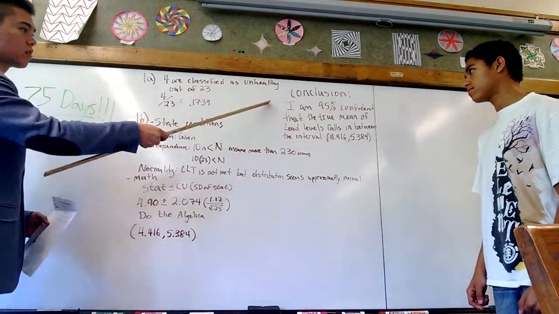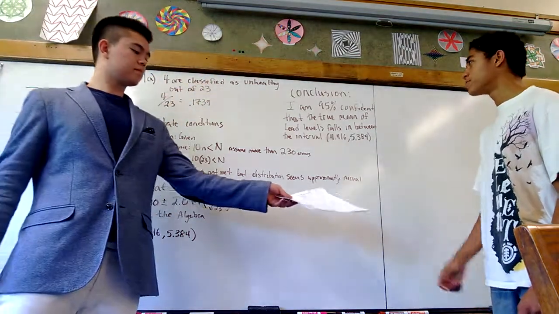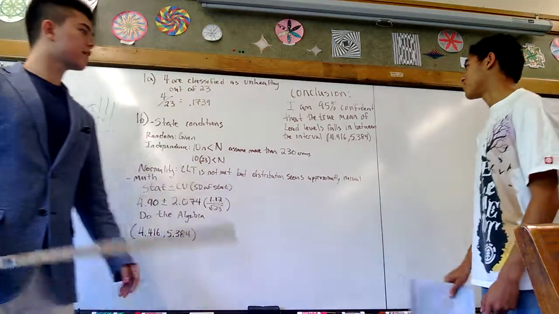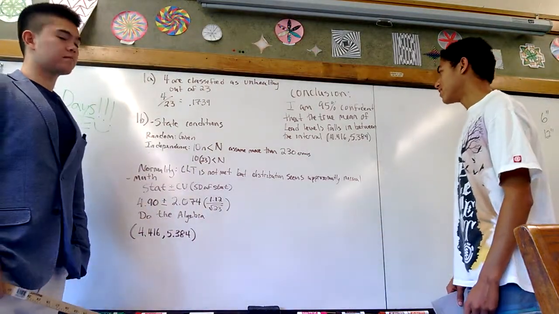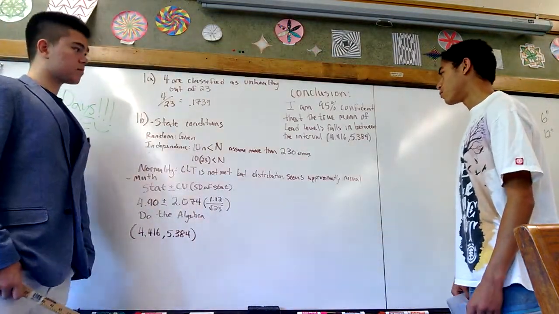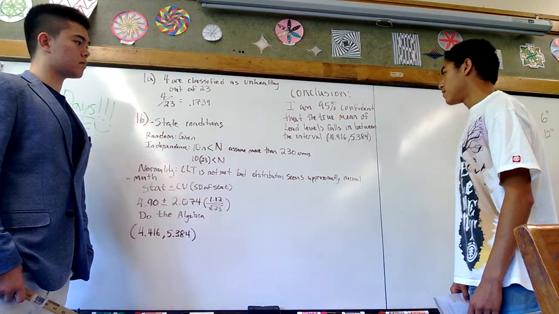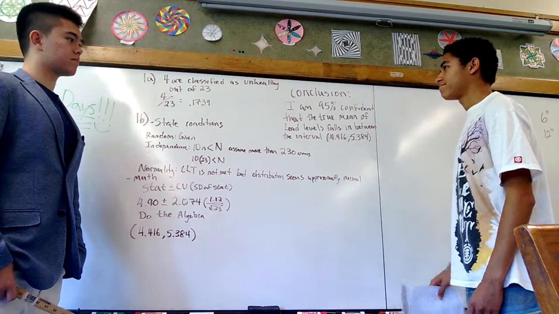And next, we're going to go over to the conclusion. The conclusion is: I am 95% confident that the true mean of lead levels falls in between the interval 4.416 and 5.384. Thank you.